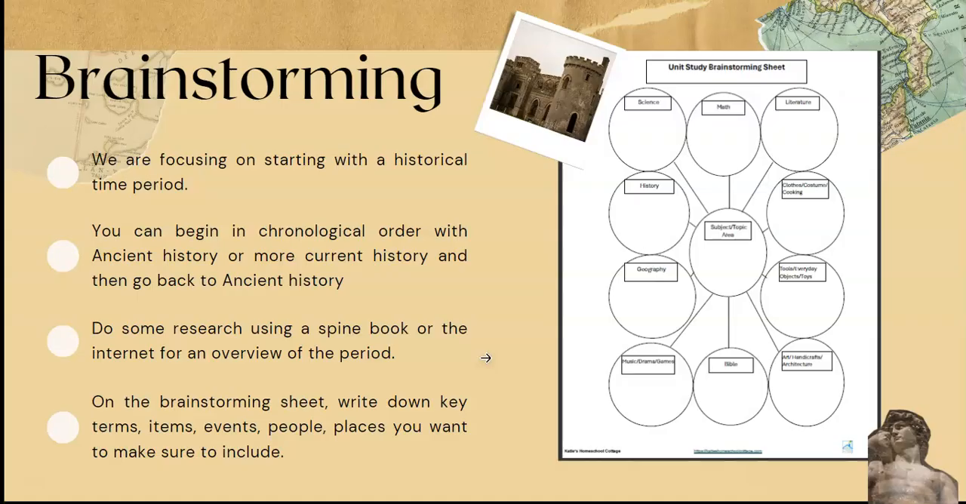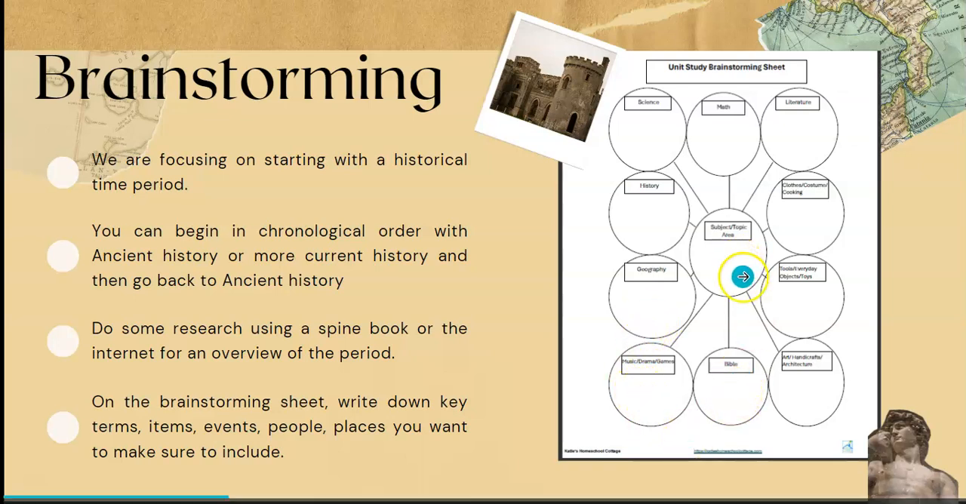And then on your brainstorming sheet, you can write down key terms, items, events, people, places you want to make sure to include. And as you can see, this brainstorming sheet has different places for different academic subject areas to include in your unit study, which is what makes it a unit study.